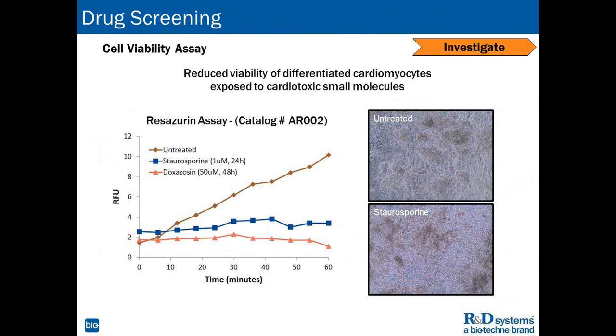There's a variety of ways that we can also look at drug screening. Initially, just looking at cell viability can be very important. In this example, we've looked at differentiated cardiomyocytes that have been exposed to cardiotoxic small molecules, staurosporine and doxazosin, and we're able to detect, just using a redox dye, resazurin, the viability loss after treatment with these small molecules.